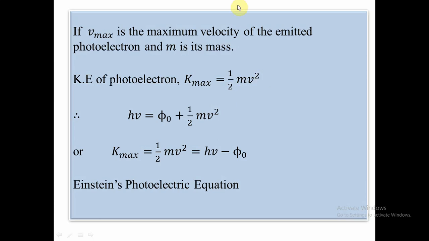According to Einstein, h nu is the energy of the incident photon, which is used in two parts. This is phi naught, which is nothing but the work function, plus this half m v square, that is the kinetic energy given to the emitted photoelectron. This is the Einstein equation. If we rearrange this, we will get this equation: K maximum, that is half m v square, is equal to h nu minus phi naught, which is known as the Einstein photoelectric equation.